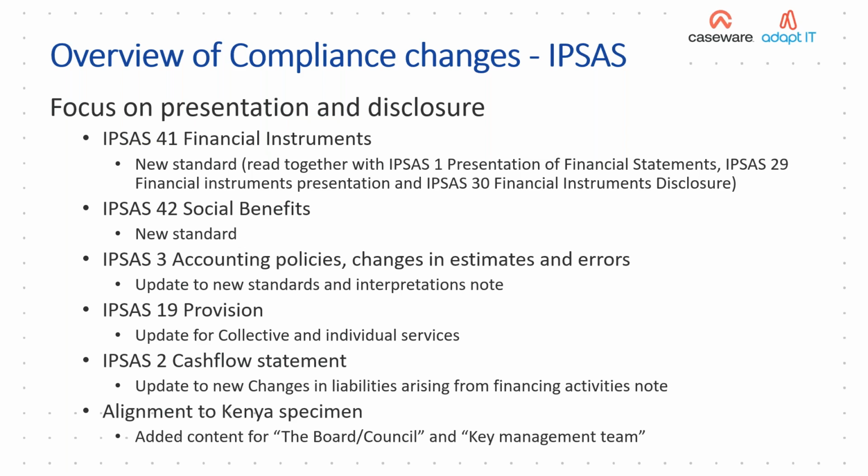Then this release also adds a new IPSAS 42 for social benefits, changes to IPSAS 3, the new transportation note, changes to IPSAS 19 on provisions, to update for collective and individual services, an update to the cash flow statement, not just because of social benefits and all the changes on financial instruments, but also introducing a disclosure note for changes in liabilities arising from financing activities. And we've also aligned to the Kenyan specimen, specifically adding a new feature to help you to list your content for the board and council and key management team.